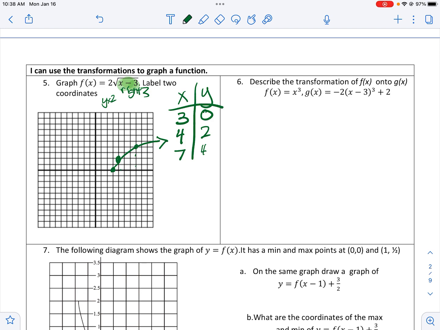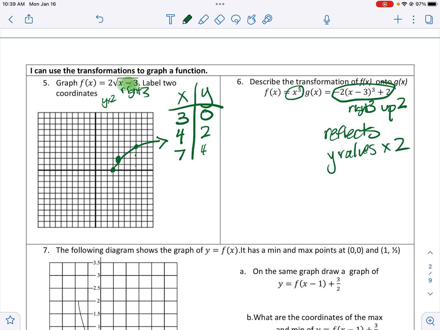So let's describe our transformation on number 6 here. So x cubed to right here. Well, I know that this moves up 2. Minus 3 moves to the right 3. Negative reflects it, so that would flip it down. And the times 2, that's our y values, times 2, because again, it's not directly next to our x, so it's the y.